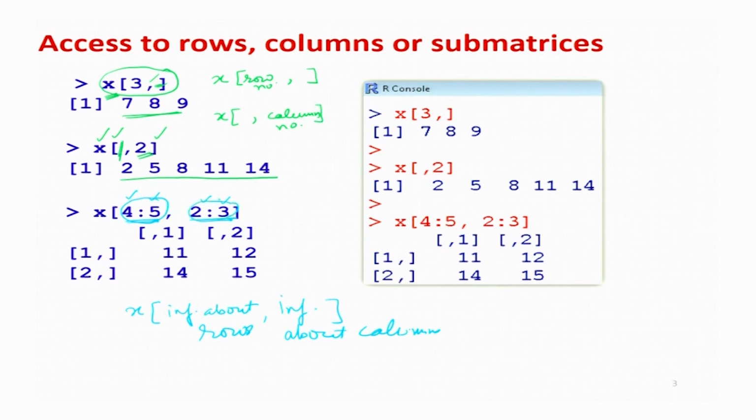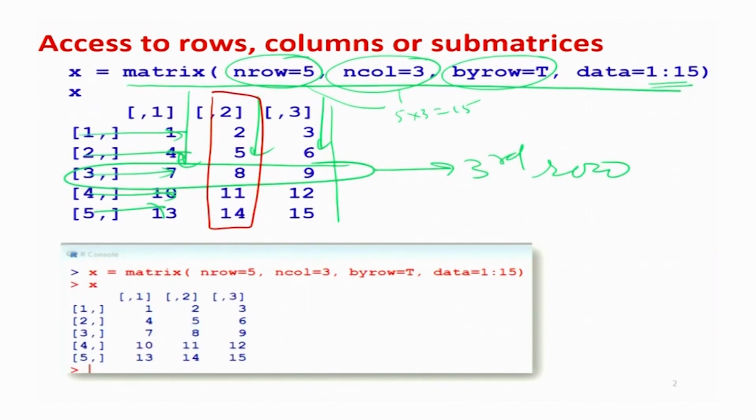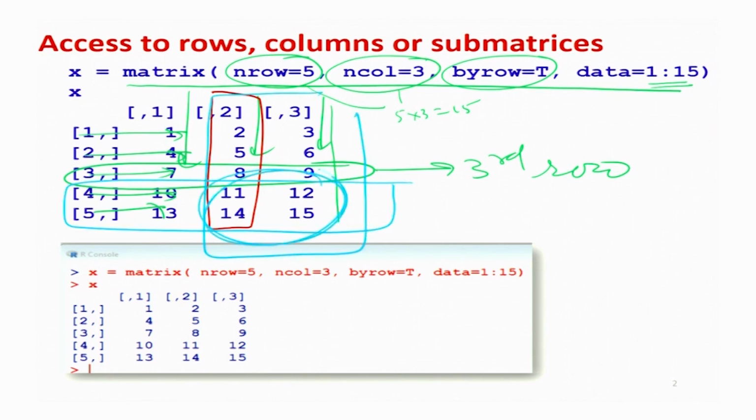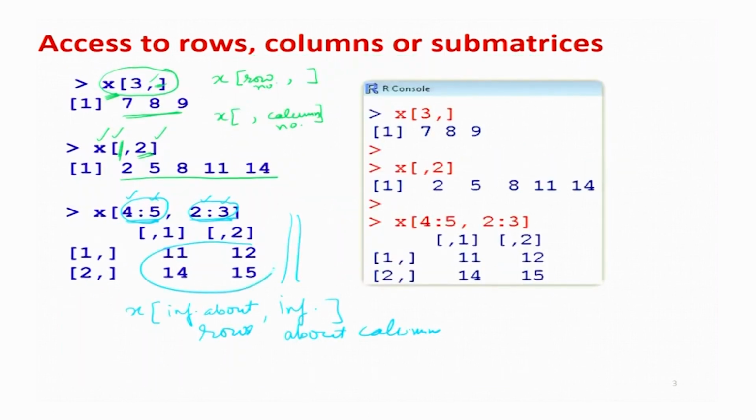So, now you can see here, this is the outcome, and if you try to see what these things are, what the 4th, 5th rows and 2nd, 3rd columns are, these are your 4th, 5th rows, and this is the 2nd, 3rd column. So, this is the intersection: 11, 12, 14 and 15, and this is the outcome. You yourself can just verify it by doing it in the R console. So, that is how we can know these values.